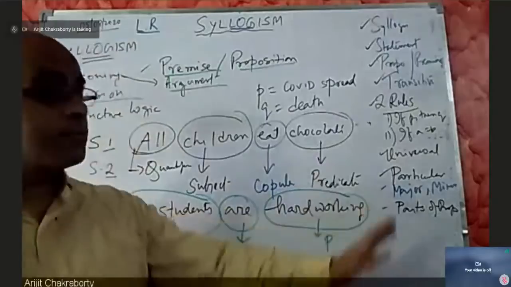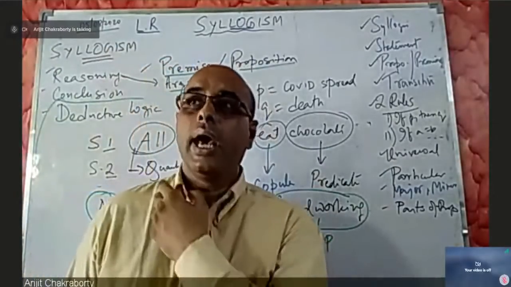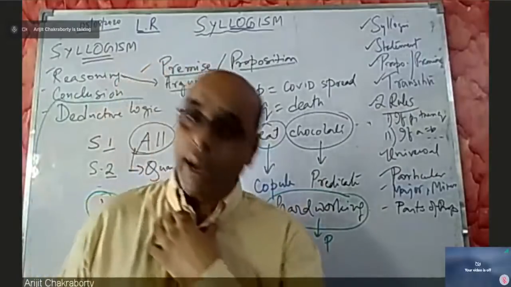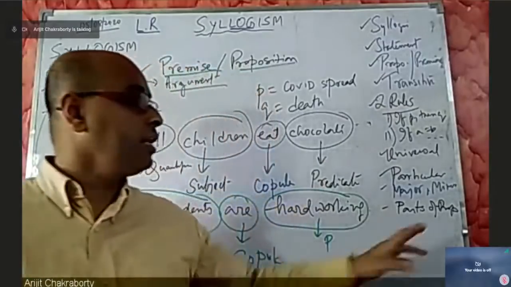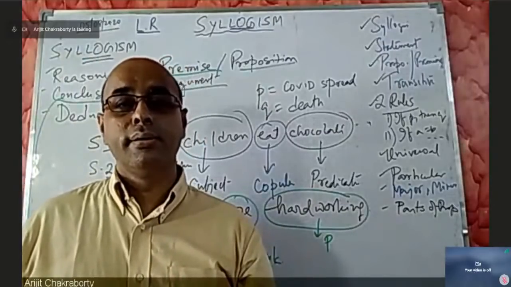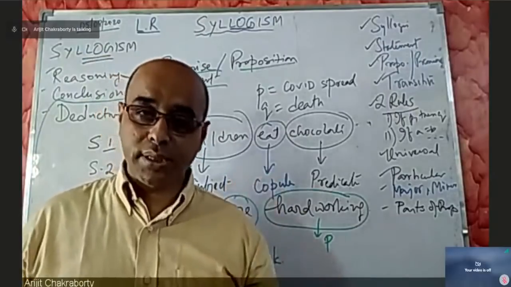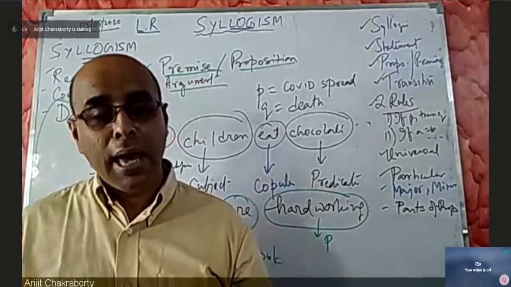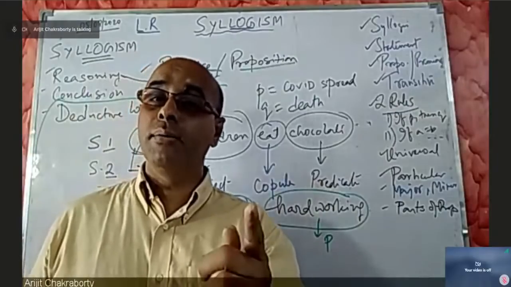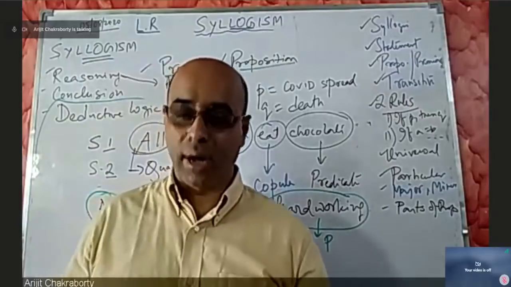Then we have seen what is a major premise. The first sentence is a major premise and the second sentence is called the minor premise. And then we have seen the four parts of a proposition. First is quantifier, then you have the subject, then you have the copula, and fourth you have the predicate. Okay? So I hope it's clear so far.